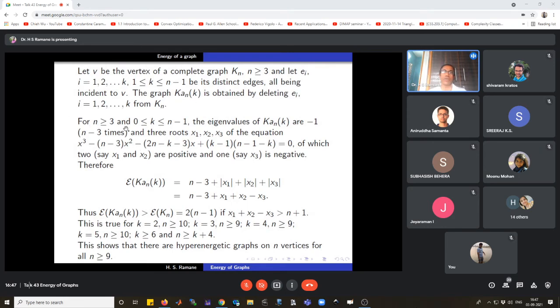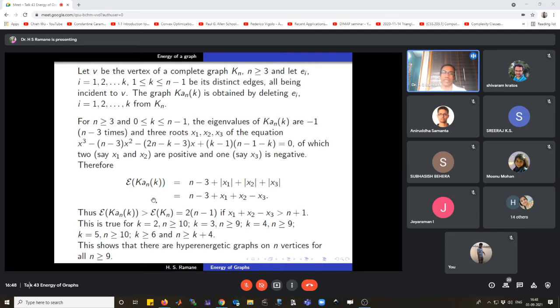So for n more than or equal to 3, the eigenvalues of K_n^k are minus 1, which is n minus 3 times, and 3 roots of this equation. So these roots are x1, x2, x3. Knowing the nature of the coefficients, one can say there are 2 positive roots and 1 negative root. So say x1, x2 are positive and x3 is negative. From here you can observe it. So the energy of K_n^k is mod of minus 1 times n minus 3, plus mod of x1, plus mod of x2, plus mod of x3. Since x3 is negative, you can write it as minus x3.